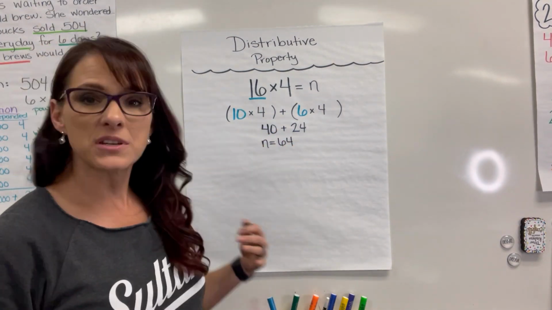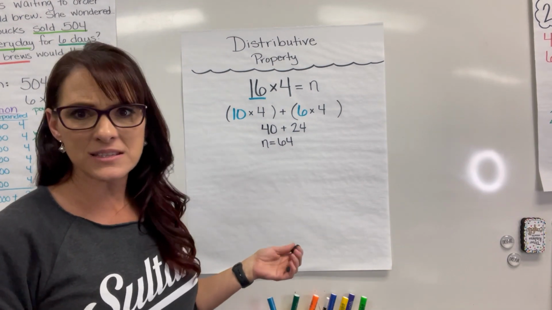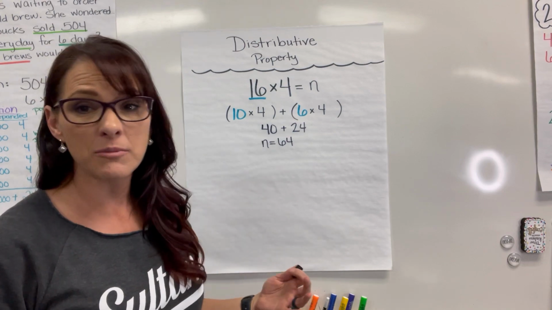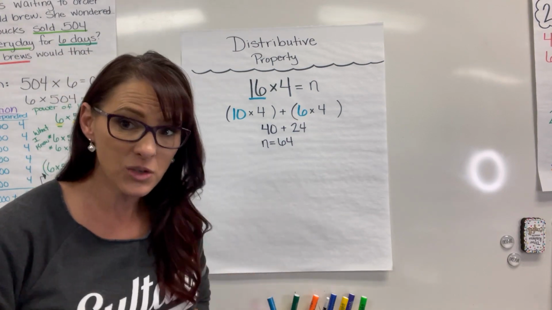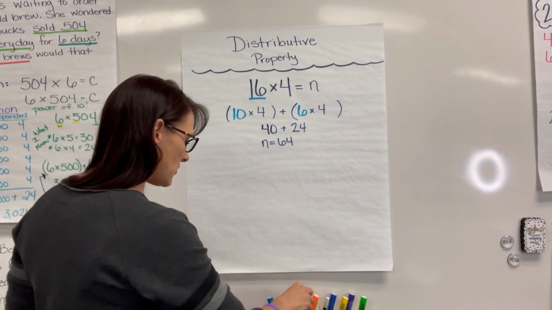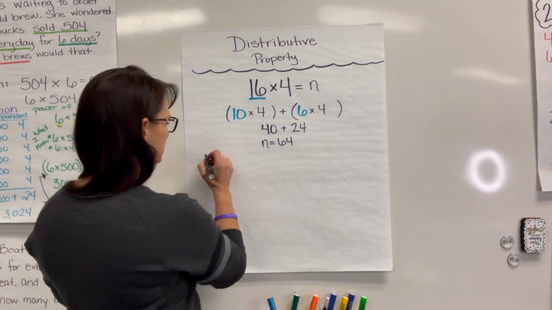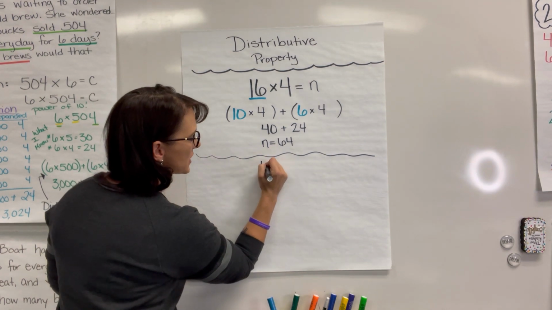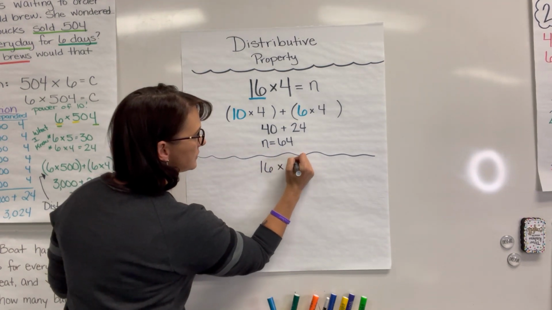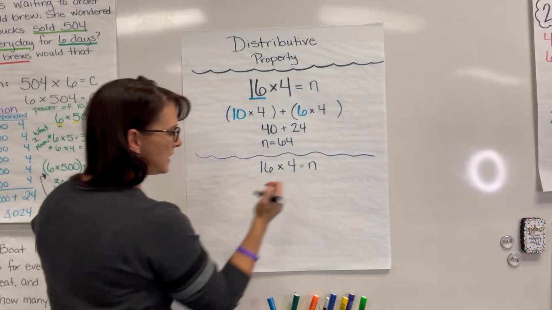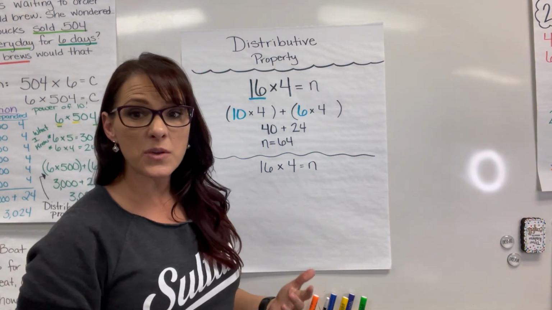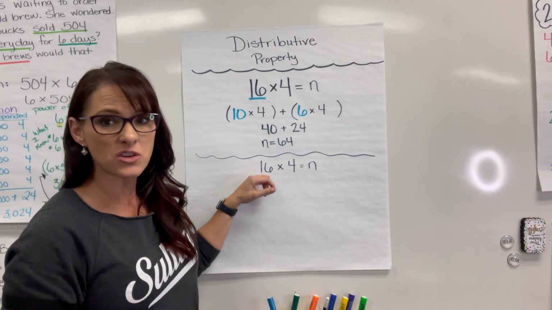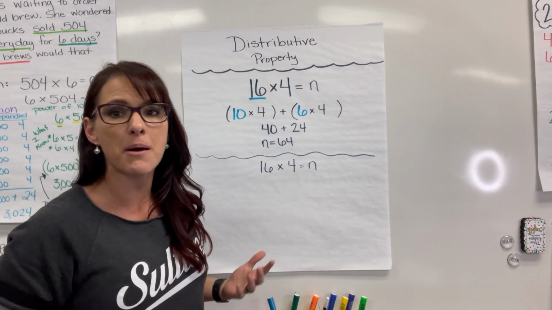Okay, but let's see. I'm going to break it up into two numbers that aren't as easy as 10 and 6. I like to break it up by place value. It makes it so much easier, but you can do it several different ways. So let's take that same problem of 16 times 4. And this is also going to show you that it doesn't matter how you break it up, you're still going to get the same answer because you're still multiplying the same amounts.